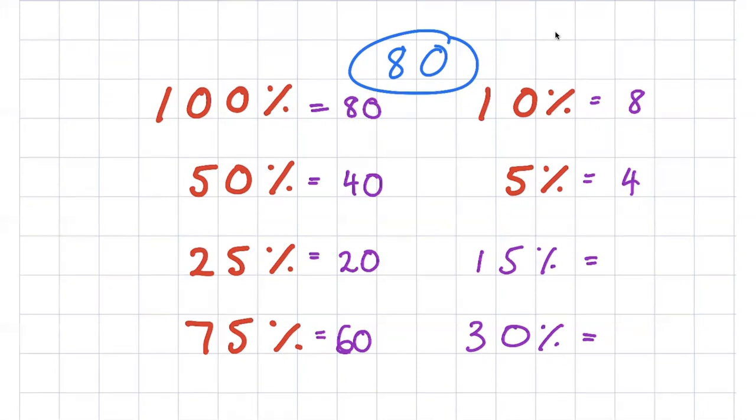All right, so to find 15%, we know 10%, we know 5%. If we add together the values of 10 and 5, we get 15. So we're going to add together the purple stuff, and we've got 8 add 4, which makes 12.